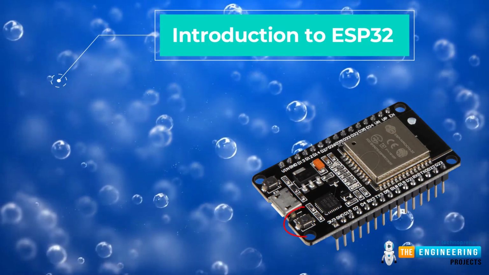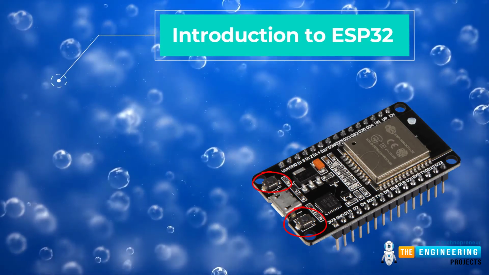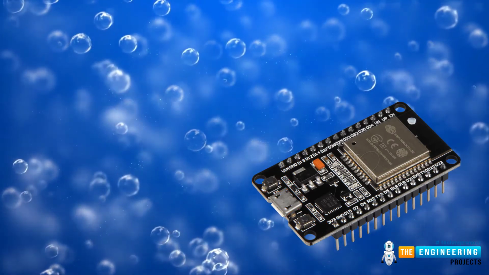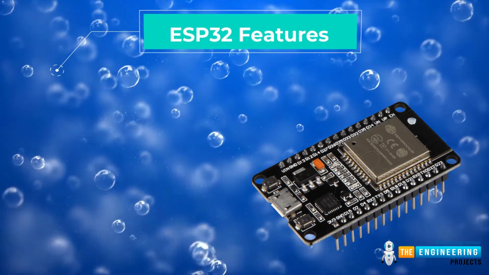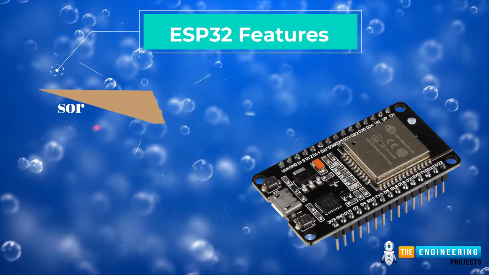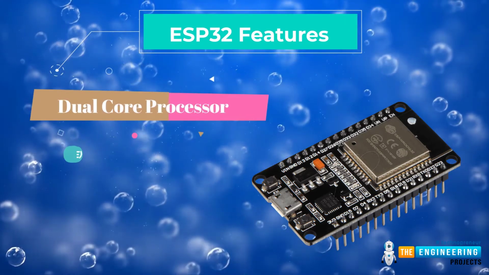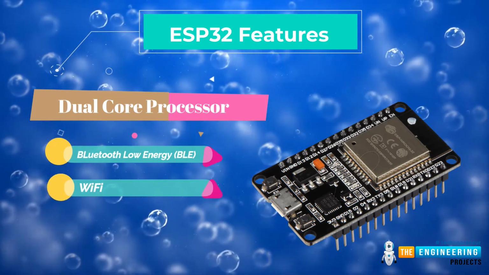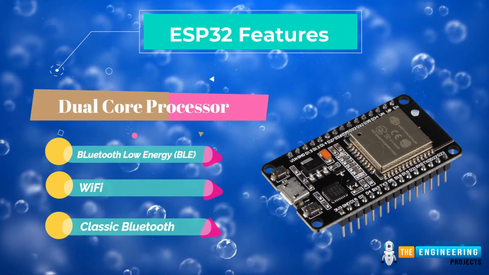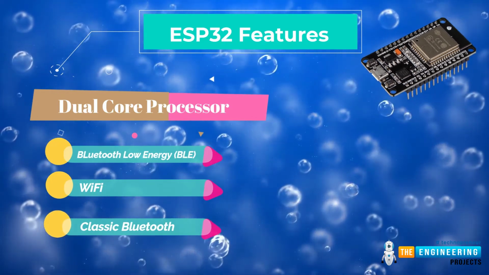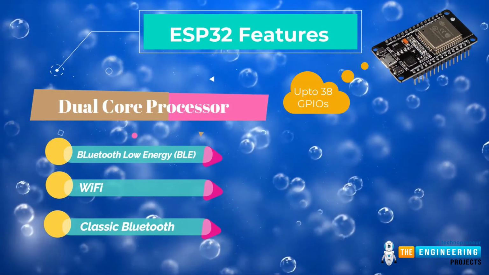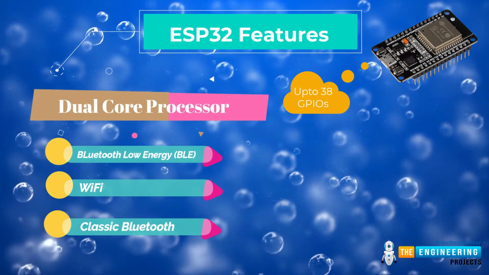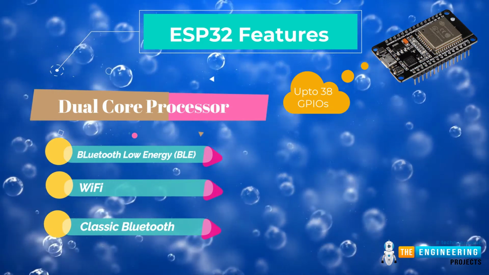This is the boot button. Both enable and boot pins are pressed together to reboot the board. ESP32 offers two processing cores. It also offers Bluetooth Low Energy or BLE along with Wi-Fi and classic Bluetooth. In ESP32 there are more than 30 GPIOs available and up to a maximum of 38 GPIOs, depending upon which development board you are using.